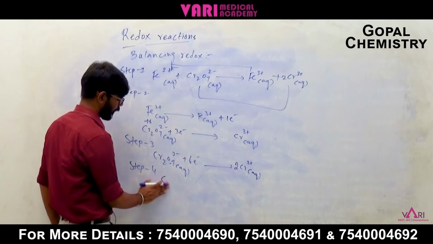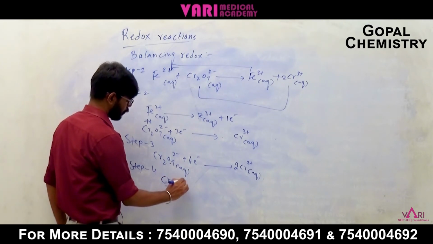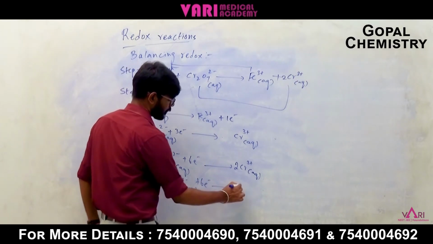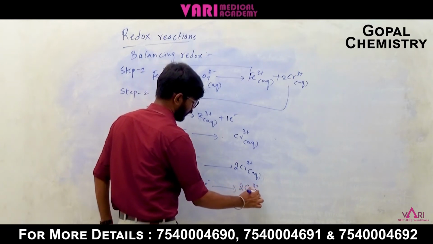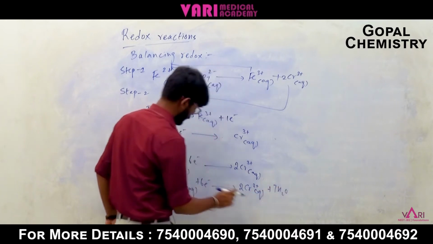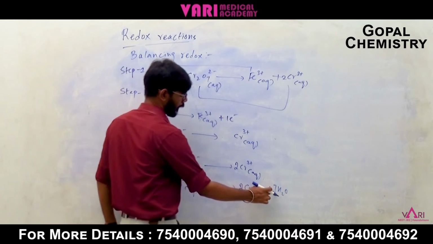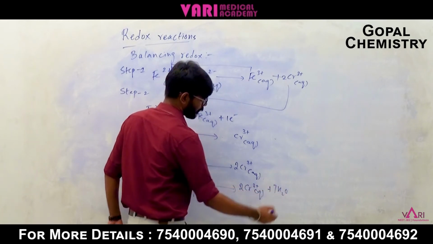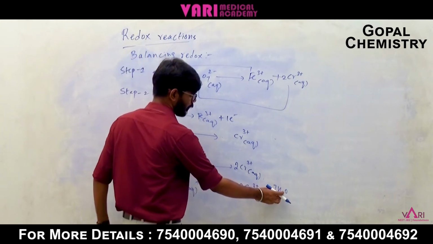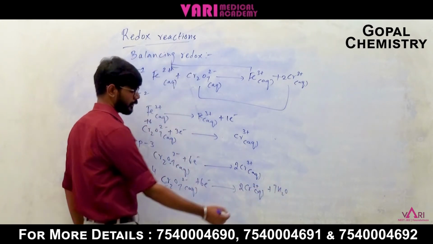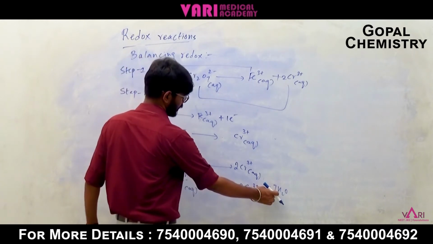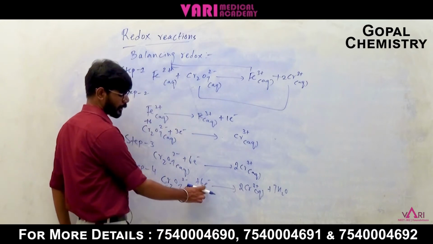Okay. So Cr2O7 2 minus aqueous plus 6 electrons gives 2 Cr3 plus aqueous plus 7 H2O. Because here 7 oxygen is there, we have to add 7 H2O there. Okay, so next step is we have to add H plus ion. There are 7 into 2 hydrogen, 14 hydrogen is there. So we have to add 14 H plus ions here.